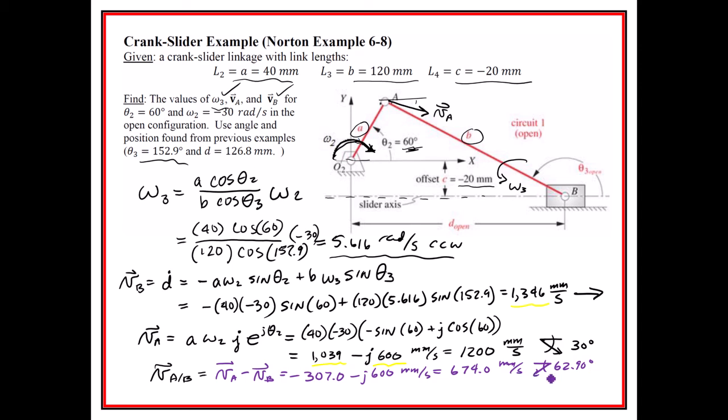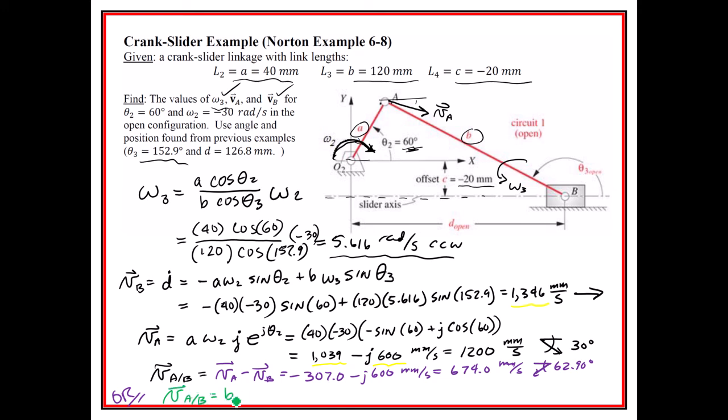Of course, it's going to be downwards and to the left, because this is in the lower left quadrant right there, with a negative and a negative. And 64.0.